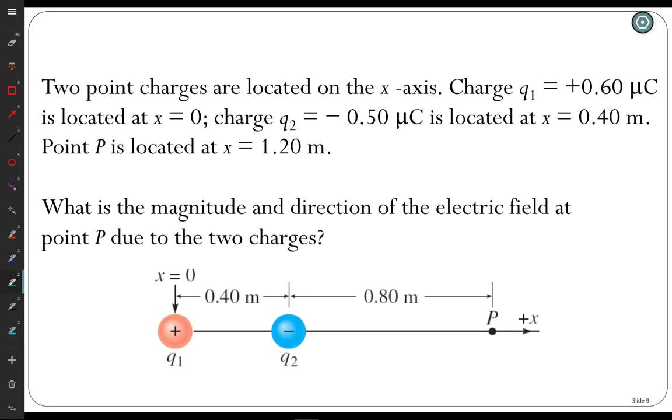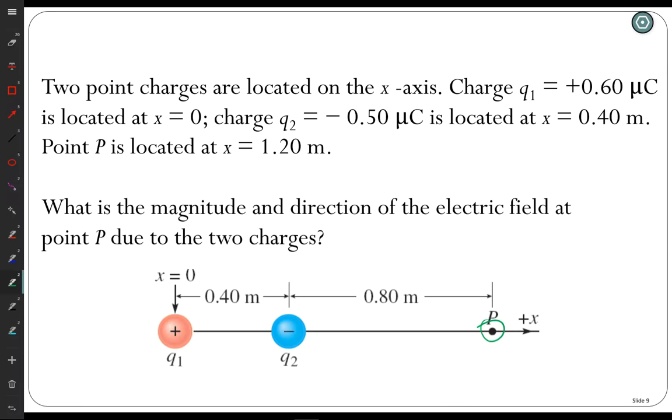2 point charges are located on the x-axis. So here's the x-axis shown. The first one, plus 0.6 microcoulombs, is located at 0. The second one, minus a half microcoulomb, is located at 0.40 meters. And then I want to find what's the electric field out there.